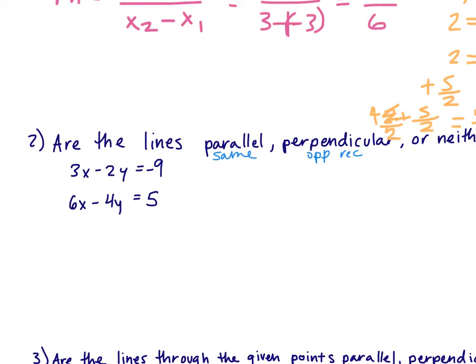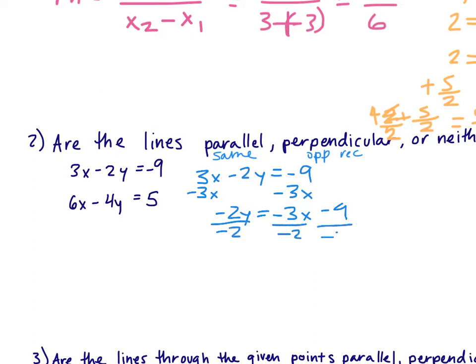So we need to get our equation to be in slope-intercept form so we can clearly see what our slope is. For our first equation, 3x minus 2y is equal to -9, we need it to be y equals, so we just have to rearrange this equation. I'm going to move 3x to the other side. So I have -2y is equal to -3x minus 9. And then just divide everything by -2. So y is equal to 3/2 x plus 9/2. So our slope here is 3/2.